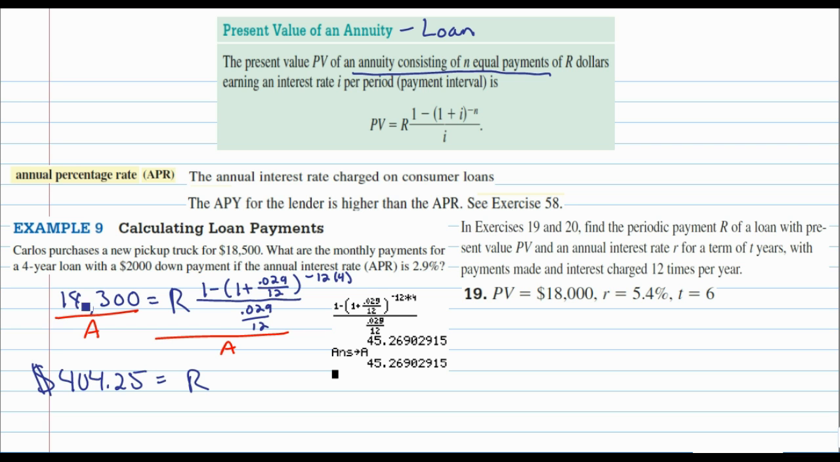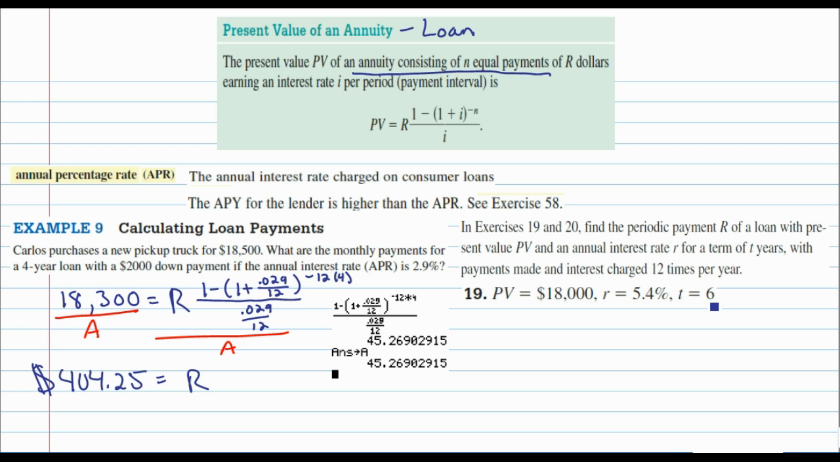Now try problem number 19. It says find the periodic payment R of a loan with present value PV and an annual interest rate r for a term of t years with payments made and interest charged 12 times per year. So basically we're still working with Carlos's same situation. As a matter of fact, they gave us $18,000. How creative. A different rate though, 5.4%, and then t equals 6.